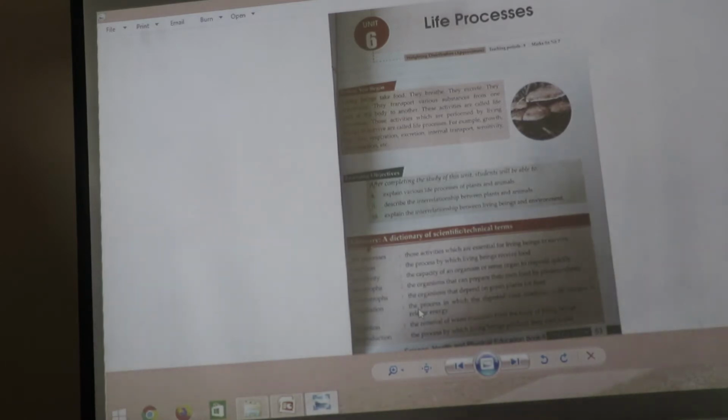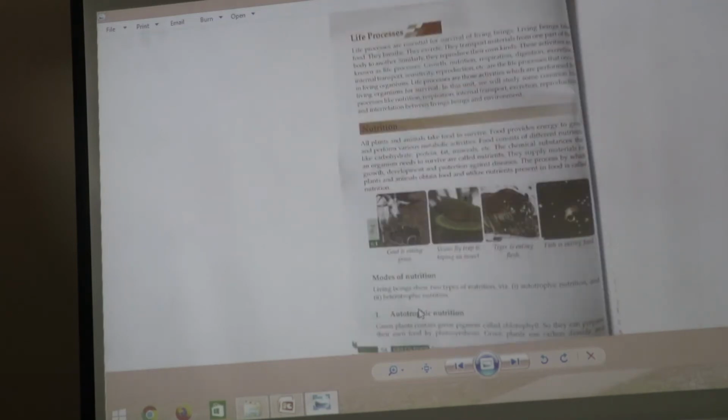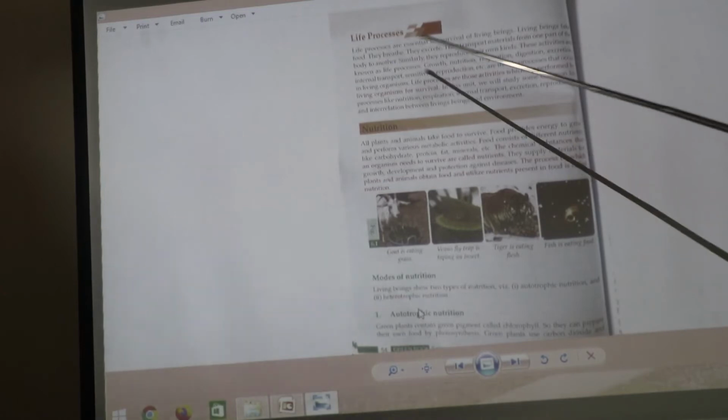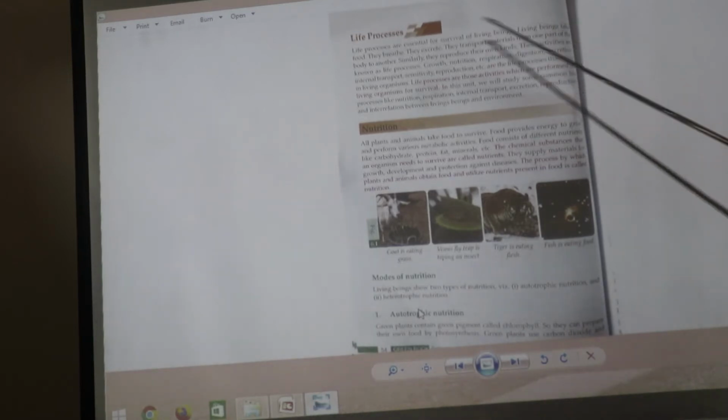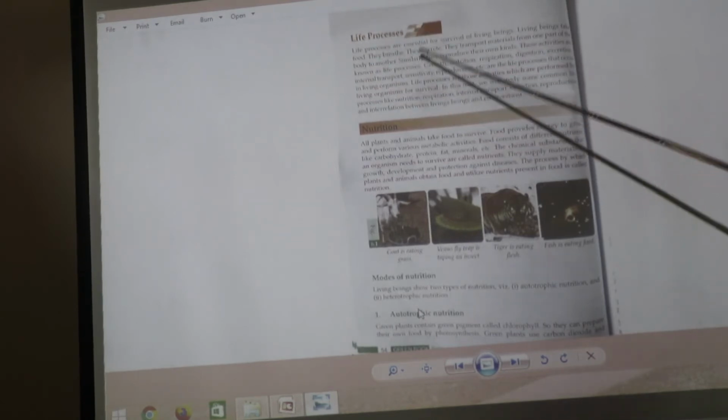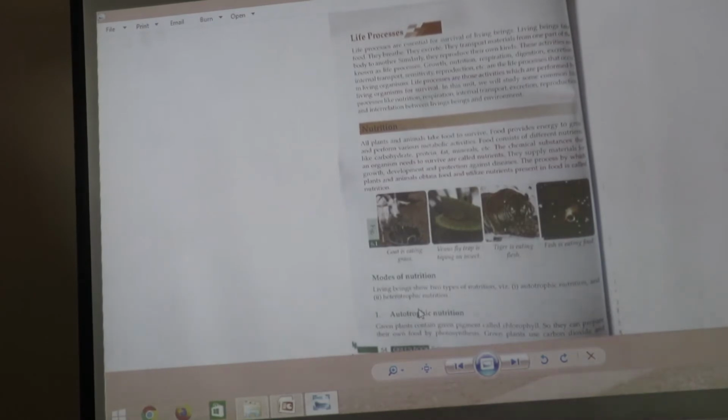Now, all of you, please turn to page number 54, Life Process. Life processes are essential for survival of living beings. Living beings take food, they breathe, they excrete, they transport material from one part of the body to another. Similarly, they reproduce their own kind. These activities are known as life processes. Which activities? Taking food, breathing, excreting, and transporting material from one part of the body to another.